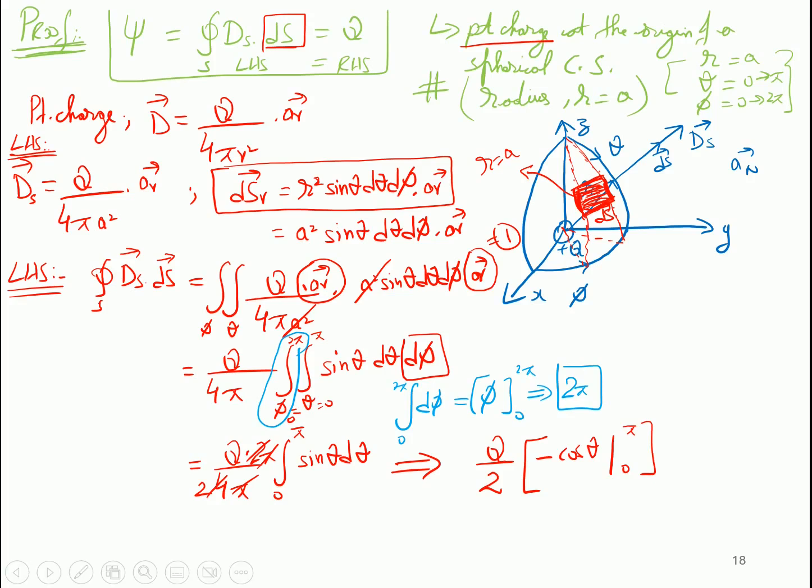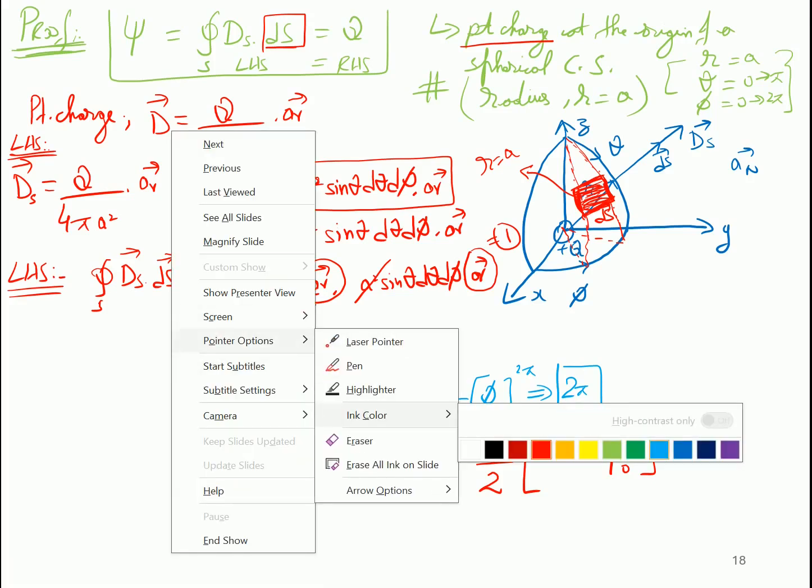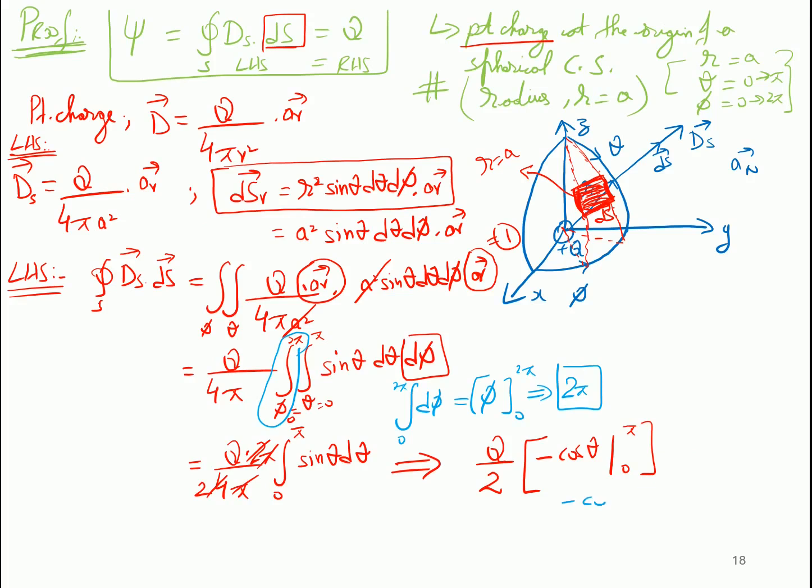And once you solve this integral, I'm going to solve these limits: minus cos of pi minus minus cos of 0. Cos of pi comes out to be minus 1, and minus cos of 0 is minus 1, so I can simplify this and it becomes minus 2. Then we have a minus in front, so it becomes a positive value. So now I'm left with 2.